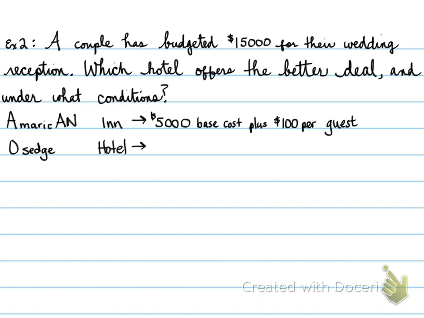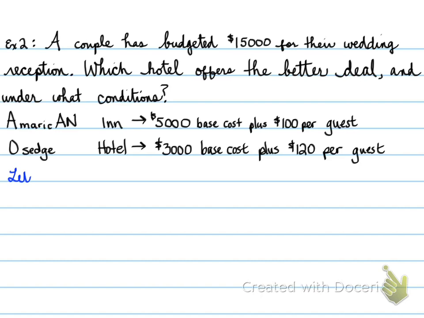Whereas Osage Hotel has a $3,000 base cost plus $120 per guest. So in both cases, there's a time when American Inn is better than Osage Hotel, and other times where Osage Hotel is better than American Inn. And that's what we need to find out.